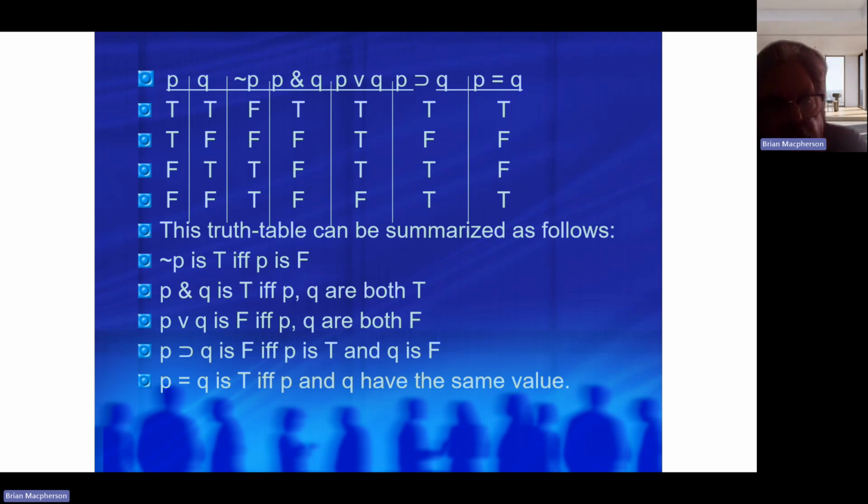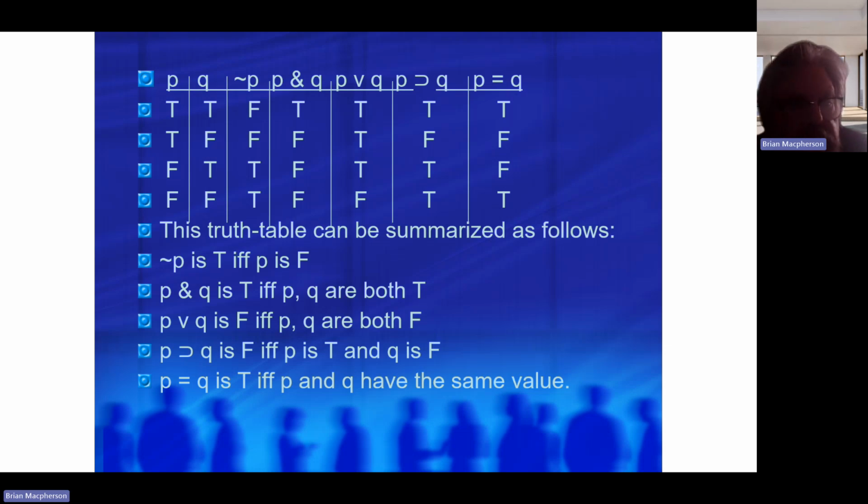If you have a possible world or truth value assignment where P is false and Q is true, then not P is true. It takes on the opposite truth value of P. P and Q is false because one of them is false. P or Q is true because one of them is true. P then Q is true. P if and only if Q is false because they differ in truth values.